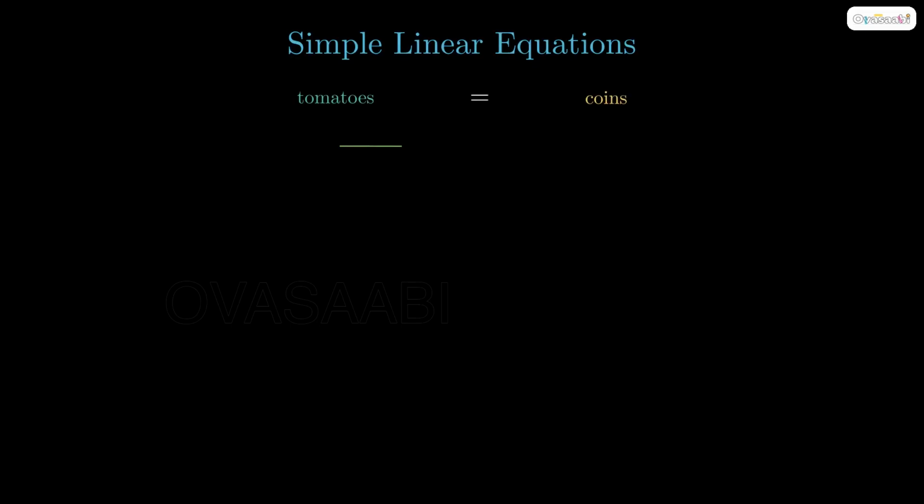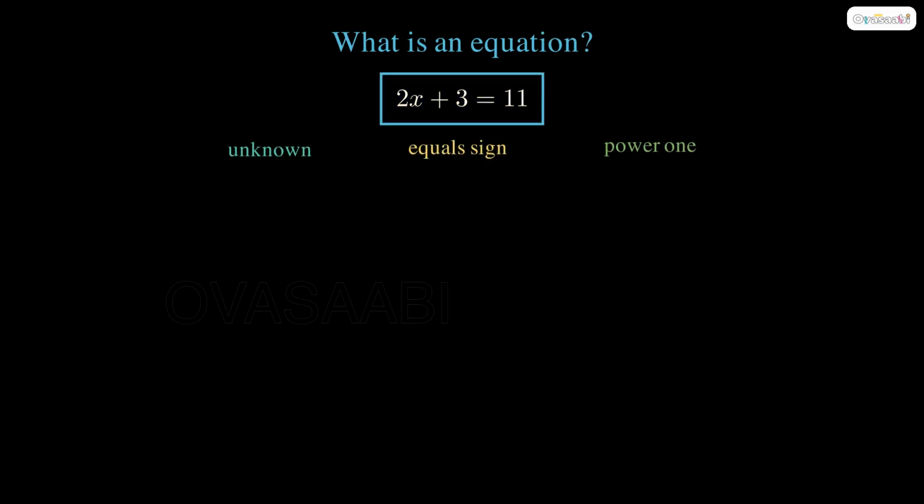At the market, how can we find the price of one tomato when a group price is known? Today we solve equations like a fair balance scale. An equation is a math sentence with an equals sign. The unknown is the letter we must find, and linear means the unknown has power 1.